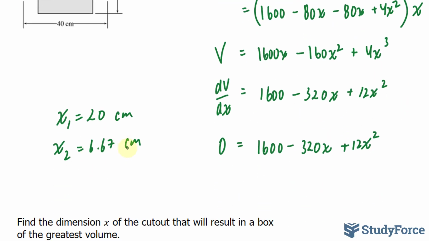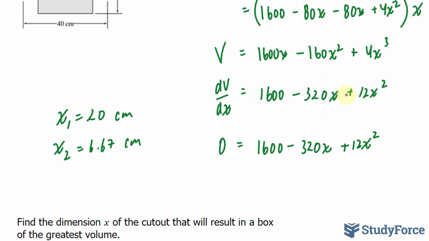Now we have to decide if 6.67 will give us a minimum or maximum. We don't really need to do a test for this because it's the only possible x value, but if you do want to do a test to see if it is a minimum or maximum, you would do the second derivative test. The second derivative test tells us that if we find the second derivative and substitute the critical point into it, if it gives us a positive output, then it's a minimum. If it gives us a negative output, then it's a maximum. Let's go ahead and do that just for clarity's sake.